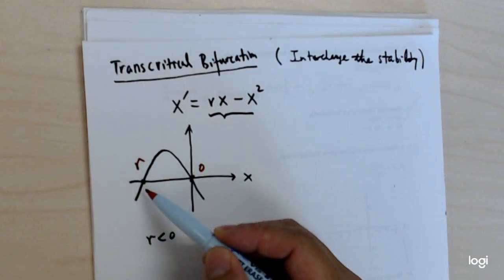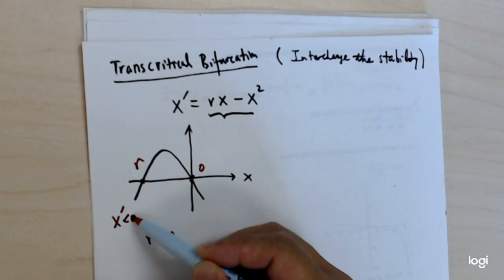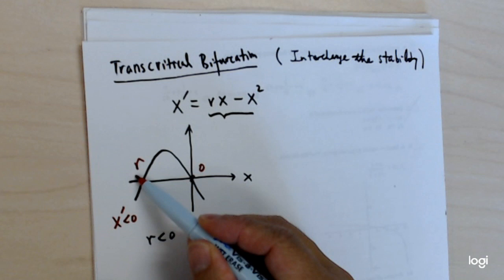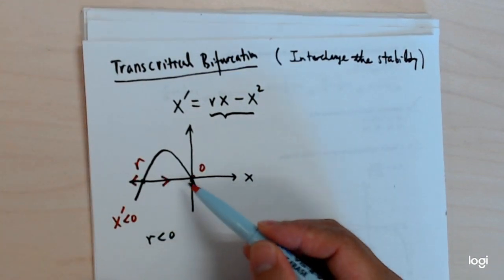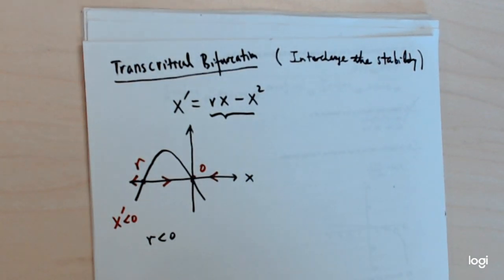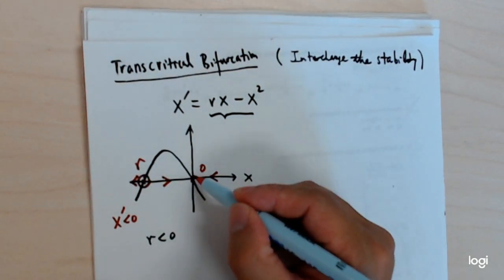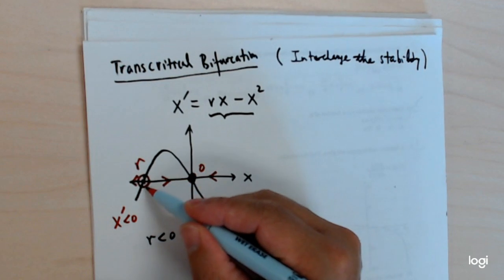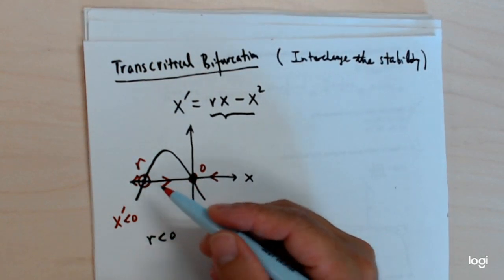Phase line analysis: this curve is below the x-axis, so x prime will be negative over here. Use an arrow pointing away. In between is an arrow pointing to the right. Similarly, this one is pointing to the left. That reveals this equilibrium is stable, and this equilibrium is unstable. For stable equilibrium, I use a filled dot, otherwise a circle.